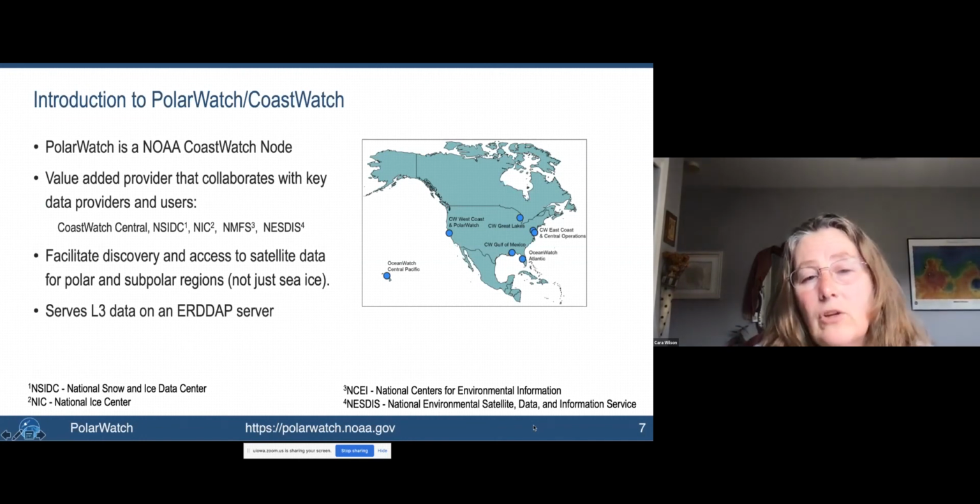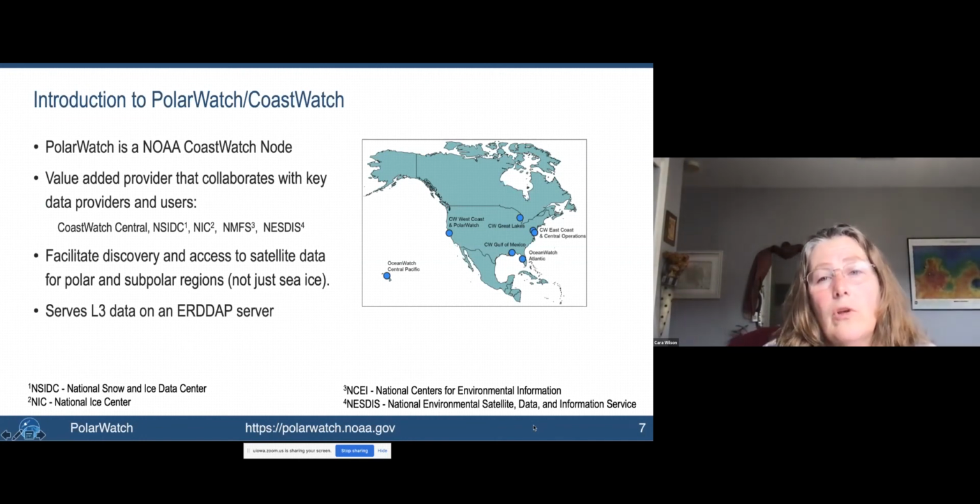If you were at the session last time, I was talking about Coast Watch, which is a NOAA program. It's out of NESDIS, which is the National Environmental Satellite Data and Information Service. And the aim of Coast Watch is to help access to oceanographic satellite data products.